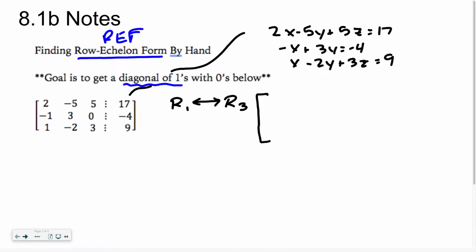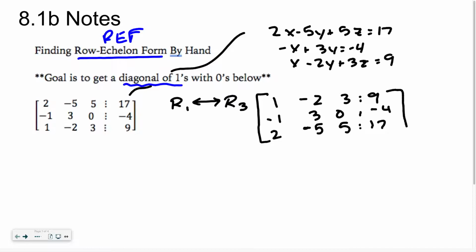Switch row 1 and row 3. So row 1 is now going to be 1, negative 2, 3, and 9. Row 3 is going to be 2, negative 5, 5, and 17, and row 2 will stay the same. Okay, so I like to do that at the very beginning. Are any of the rows good to go? Move them wherever they belong.